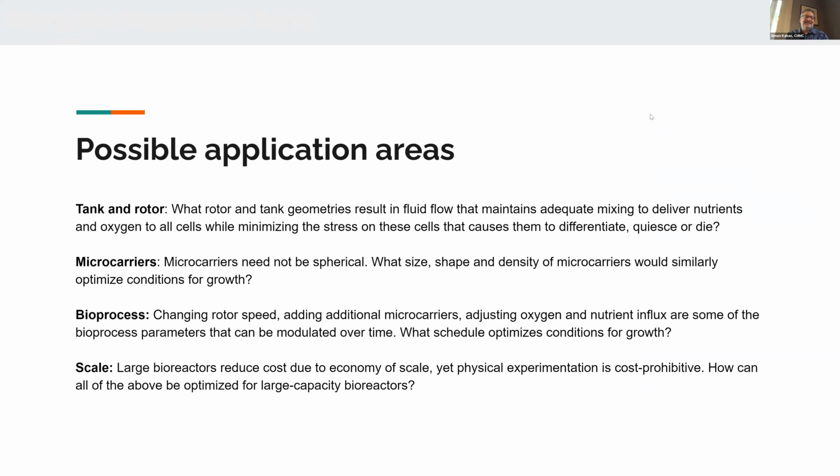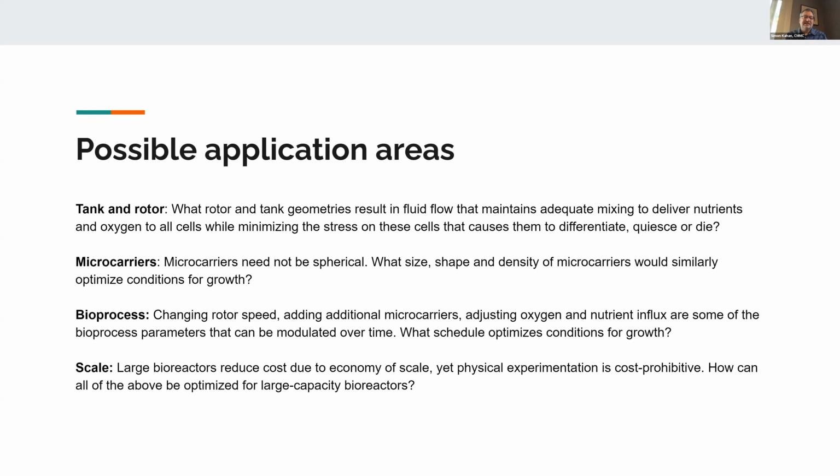So possible application areas. You could think about maybe in the future looking at different tank sizes and shapes and rotors and different kinds of bioreactors, looking at the stresses of the cells, how mixing occurs. We're not doing any mixing here in this example. We don't even have any media in this simple scenario. People have talked about looking at different types of microcarriers. Some of them, maybe changing the microcarrier shape would reduce the stress on cells. Some people are looking at even microcarriers that are soft or edible.